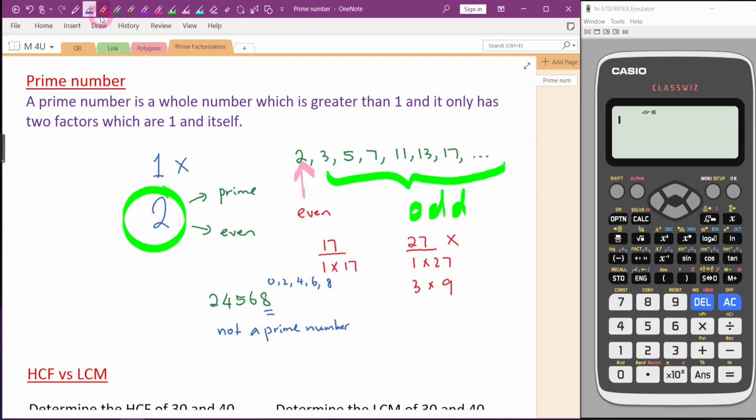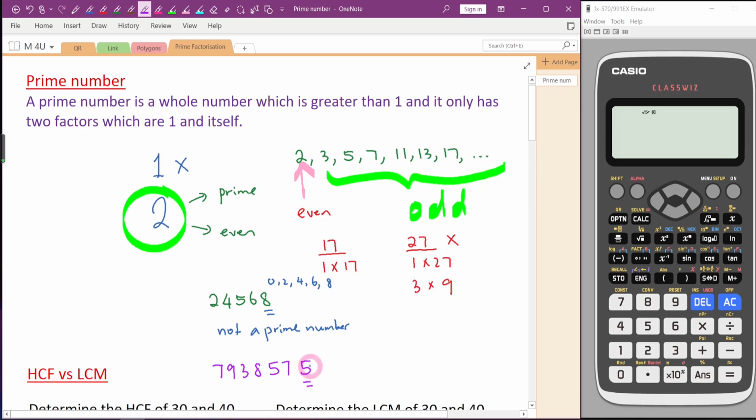So we can make a conclusion that this number is not a prime number. Let's try another example. 7, 9, 3, 8, 5, 7, 5. Okay, this is quite a big number. So can you determine whether this number is a prime number or not a prime number? You look at the back here, you know.